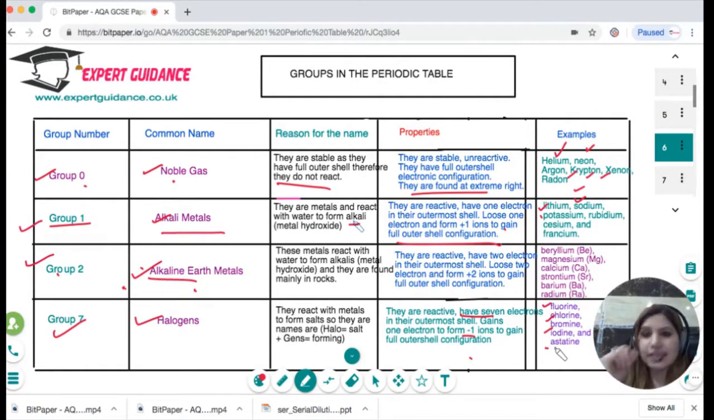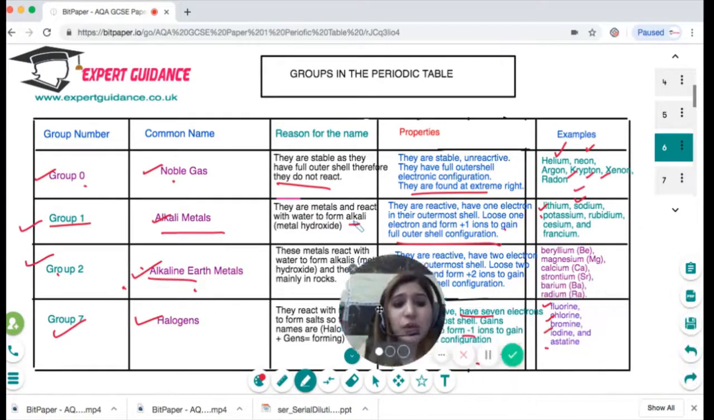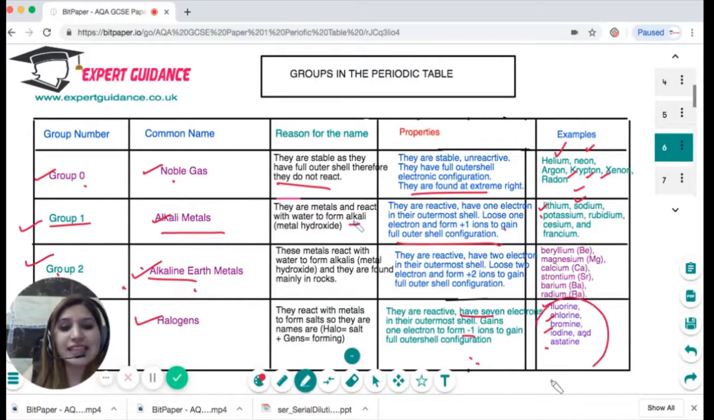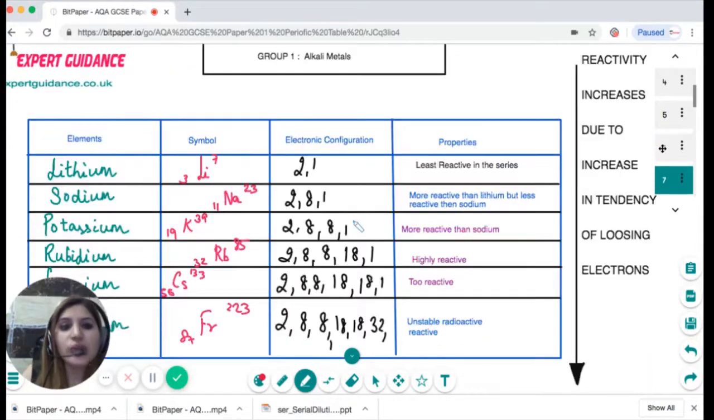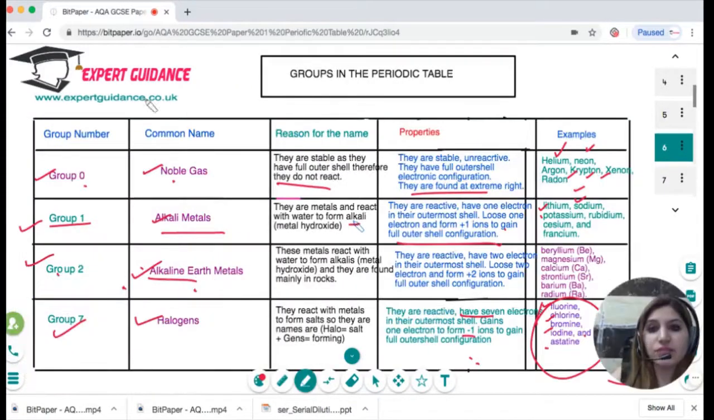We'll discuss in a little bit more detail about group 1 and group 7 in this video. But all these halogens exist as diatomic molecules. So in the reaction, you will never see F. You will see it as F2. You will never see Cl. You will see it as Cl2. Okay, so I hope this table is clear to you. This is very important. Make sure you remember the common names, which group they are in, why we call them with their names, and a few properties of them.